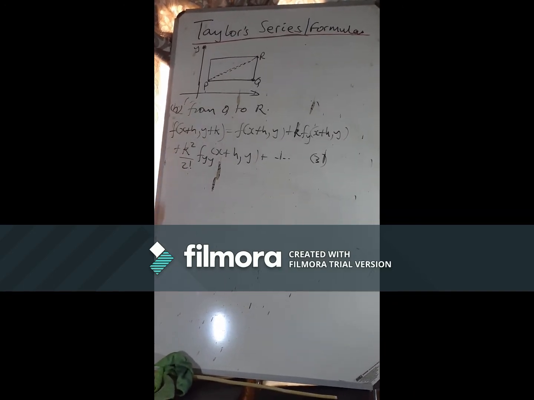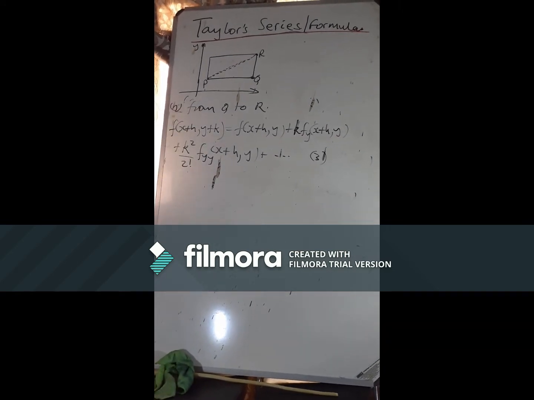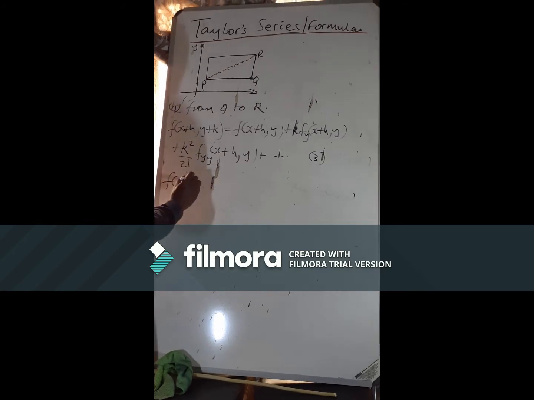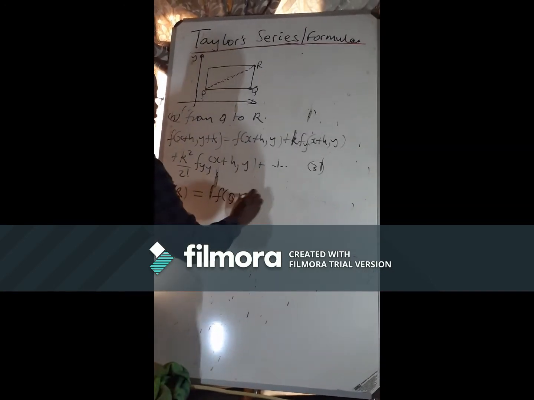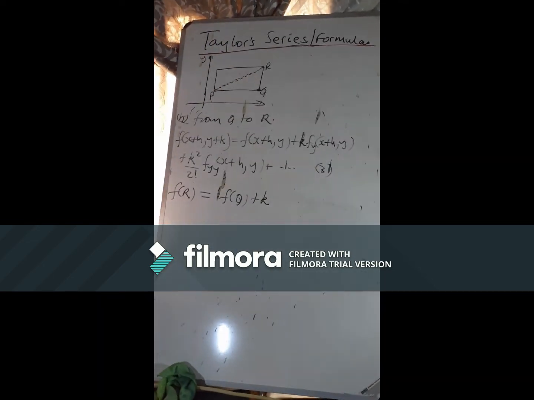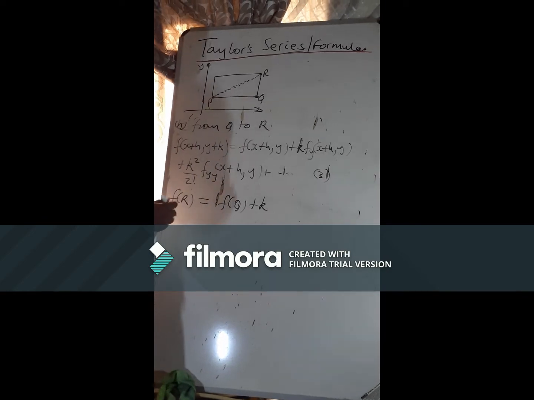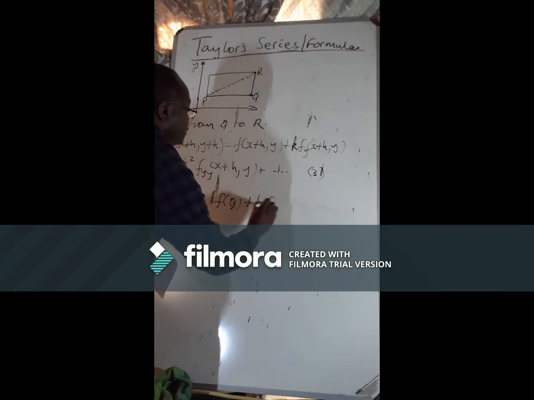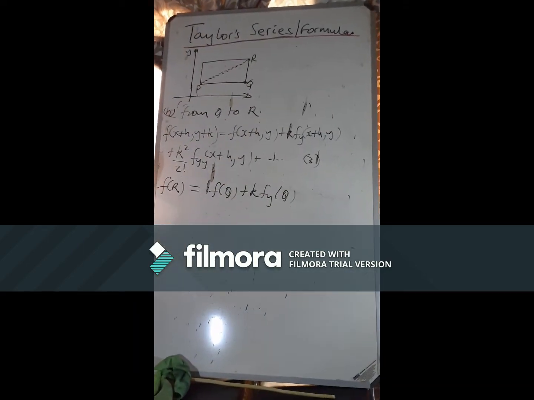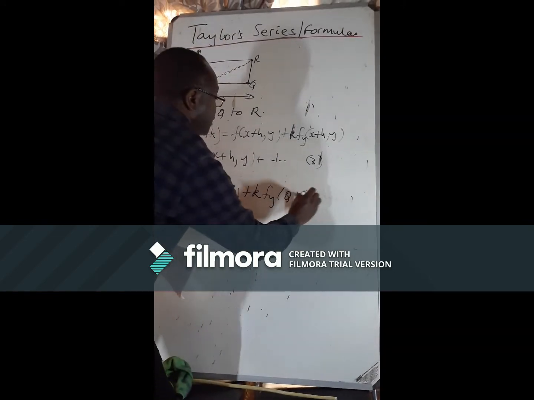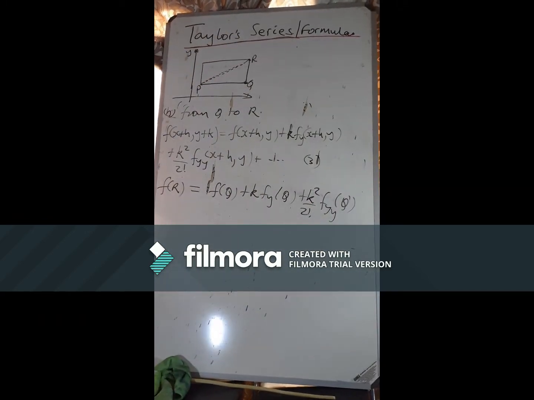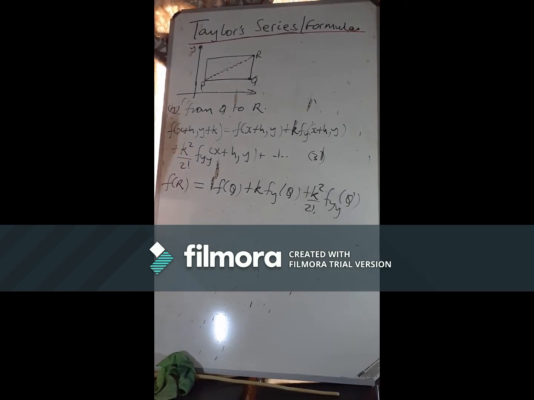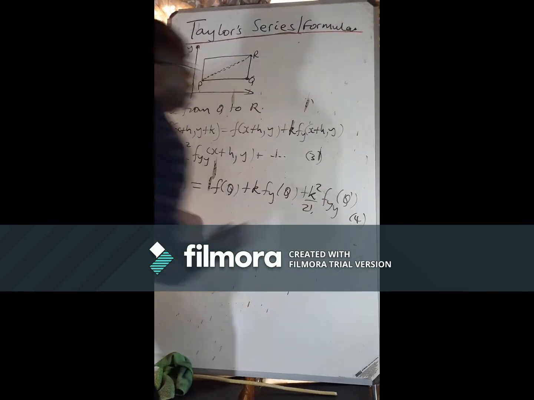But we can also write this in terms of p, q, and r. You will notice that this one here is nothing but f at r. So it will be f at r, which will be equals to f at q, plus k times fy at q, plus again k squared over 2 factorial of fyy at q. Let's call that number 4.